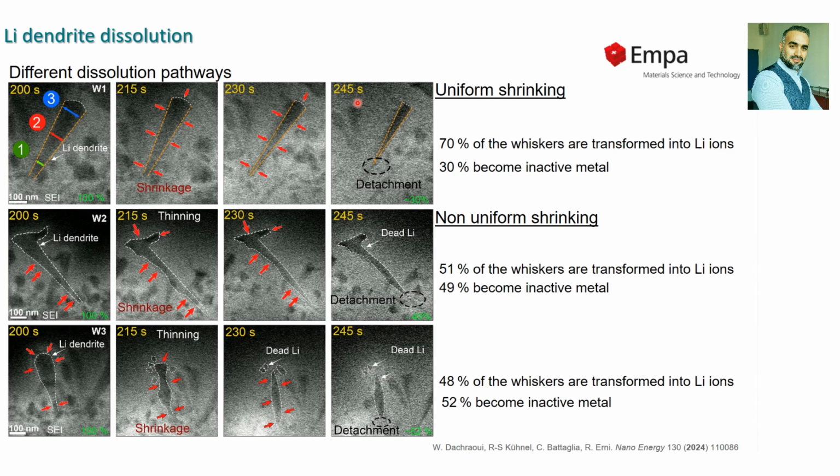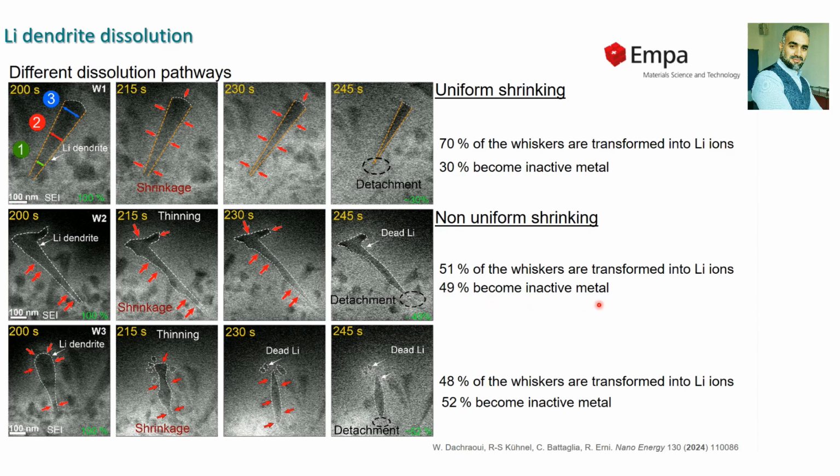And the second one and the third one are non-uniform shrinking, where, for example, in the first one we have some cracks or regions where we don't have the solid electrolyte interface, and in these regions there is detachment of lithium metals until we have detachment at the end from the root, and we have around 50% of the initial lithium metals became inactive metal.